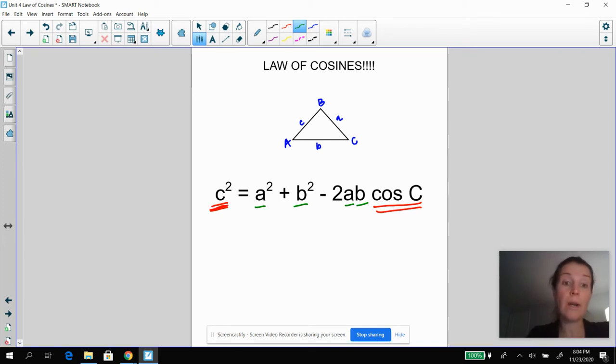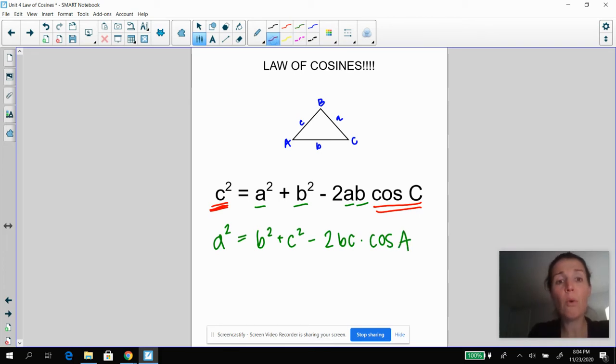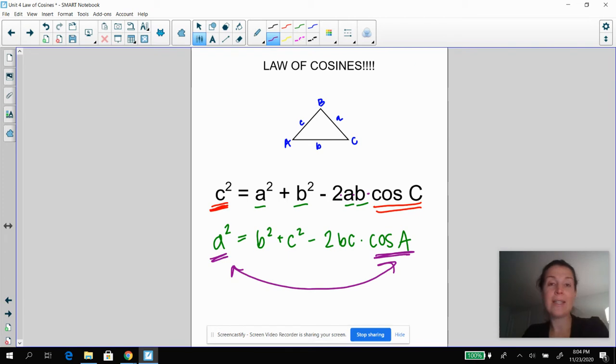I could have a situation where I've got side A. And in that situation, I would have A squared equals B squared plus C squared minus 2BC times the cosine of A. The important part here is that this guy and this guy match up. And this is also all multiplication. Remember that, too. So this is the law of cosines. Make sure that you have this written down, and you can keep referencing it as we work through the problems.